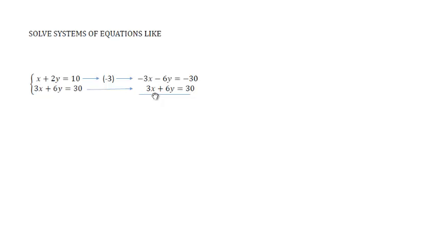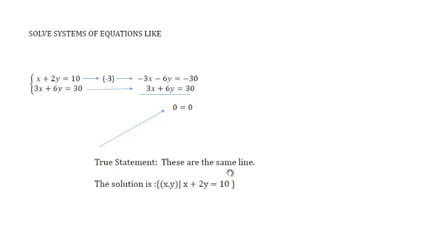Now we'll add the two equations together, in which case you'll notice that both the x and the y's add to 0, and -30 and 30 add to 0. When all of the variables are eliminated and the resulting equation is a true statement, 0 equals 0, these original lines are the same line, only in slightly different form. And that means that there are an infinite number of ordered pairs. Any ordered pair that works in the first one will work in the second one.